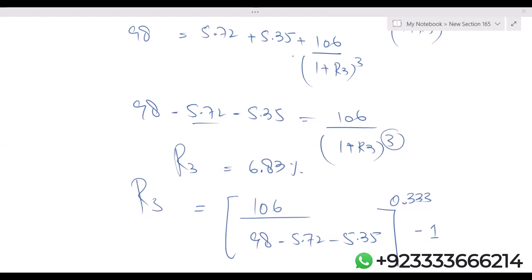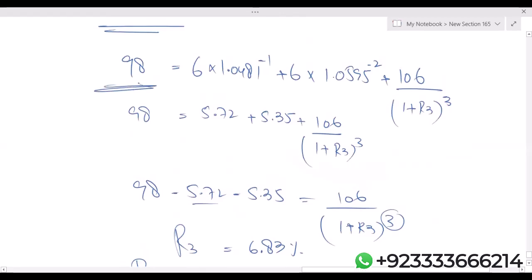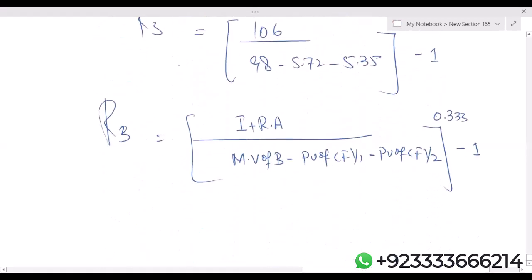Who says the market value is 106? Market value is 98. Look at the formula. 106 is representing interest plus the redemption amount. Look at this, the market value is 98. Who says the market value is 106? Please. Did you get this point? Got it? Yes. So market value is 98. Look at this market value of bond, which is 98. Market value of the bond is 98.